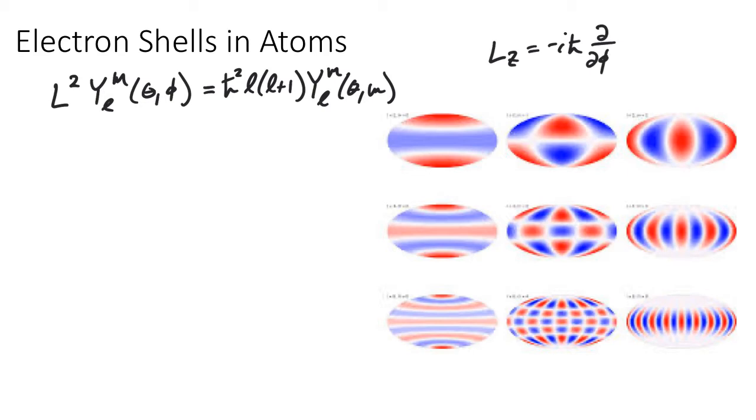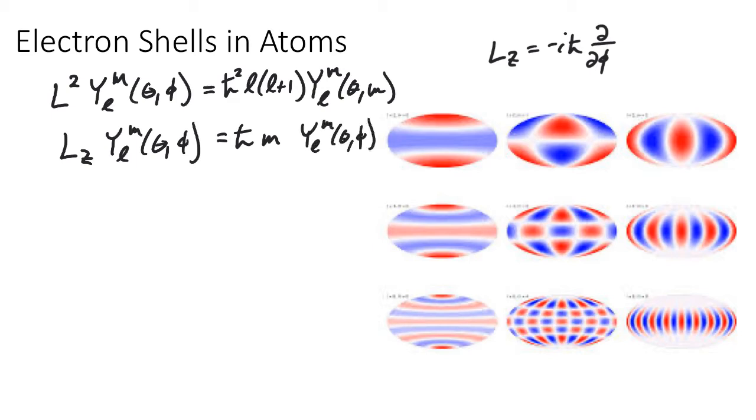And so the Y_LMs are also eigenfunctions, it turns out, of this operator, so that Y_LM, when acted on by L_z, produces Y_LM back, but this time with a constant that depends on M. I see that I miswrote. Here, this should be a phi.